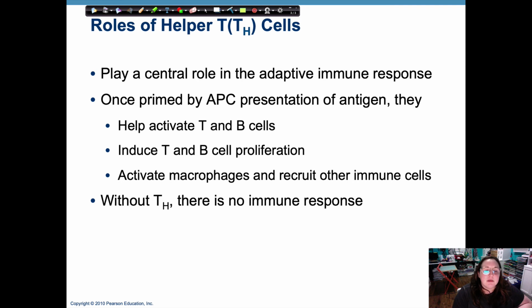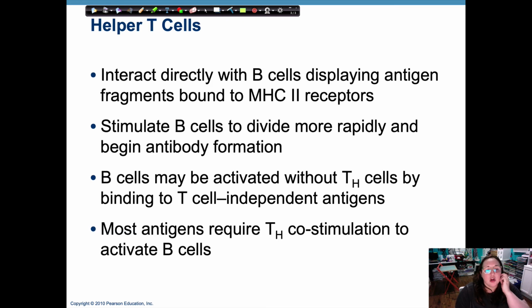So these helper T cells, again, play a central role because once the primed T cell is presented the antigen, that T cell becomes active, the helper T cell, and it activates other T cells like the CD8 T cells and activates the B cells. It makes them proliferate. It also helps innate immunity by activating macrophages and recruiting other immune cells. So they really are the key players to make everything else work.